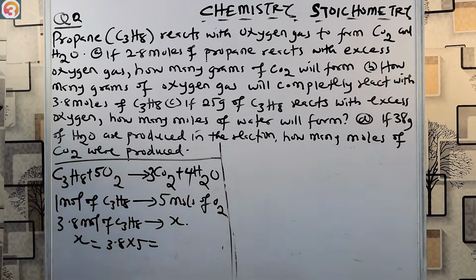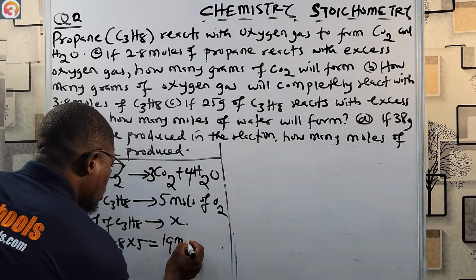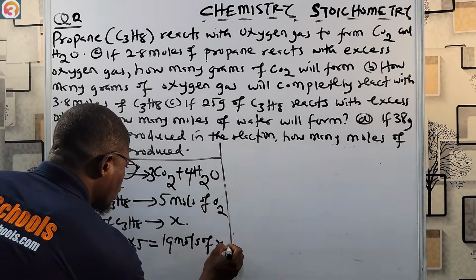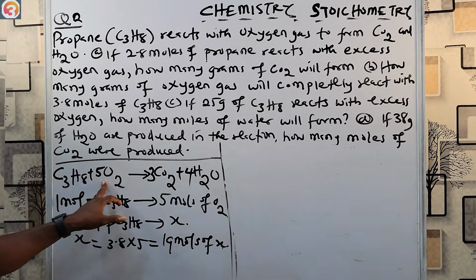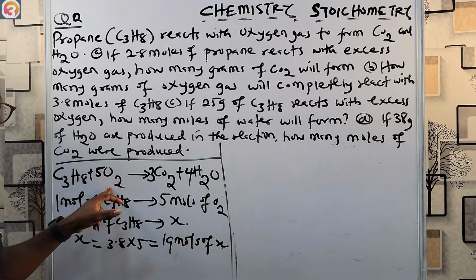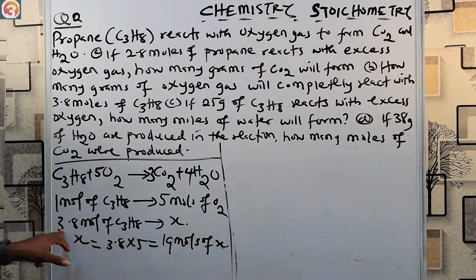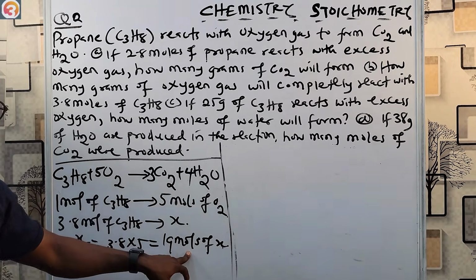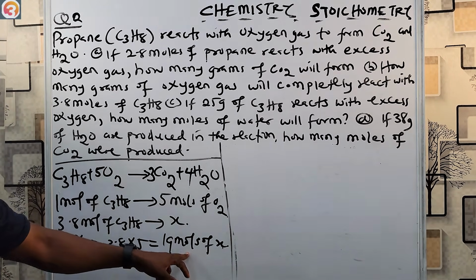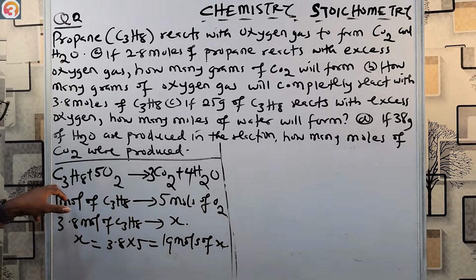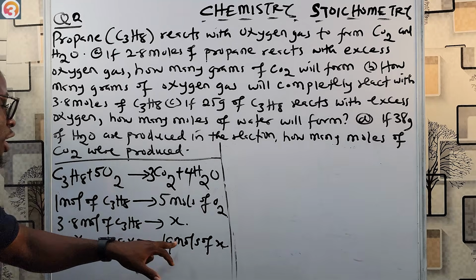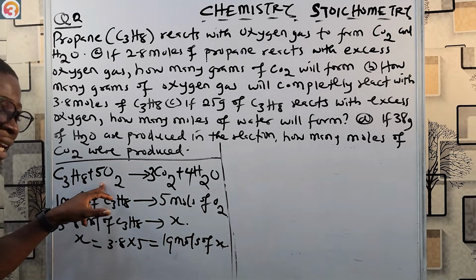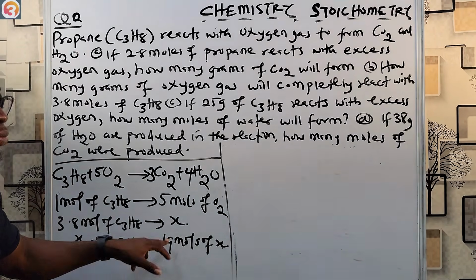19 moles of X. Our X there is O2. Yes, we are comparing propane and oxygen. So 3.8 moles of propane will give us 19 moles of X. That means if you must use 3.8 moles here to react with oxygen, it will not be 5 moles again. It will be 19 moles.